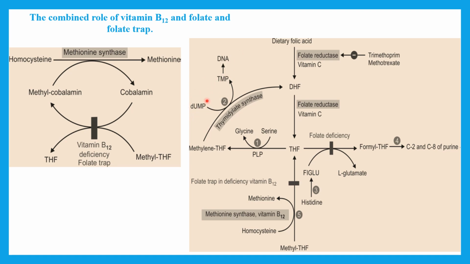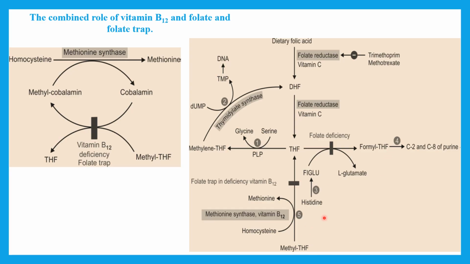So deoxyuridine monophosphate is converted into thymidylate monophosphate, which is very much important for synthesis of DNA. If this reaction is hampered due to the deficiency of vitamin B12 or due to the deficiency of tetrahydrofolate, this will severely affect the synthesis of DNA. So in the course of this conversion, tetrahydrofolate converts back into dihydrofolate, which can again convert to tetrahydrofolate. Further, tetrahydrofolate can convert into formyl tetrahydrofolate.